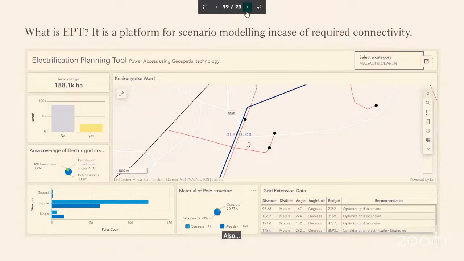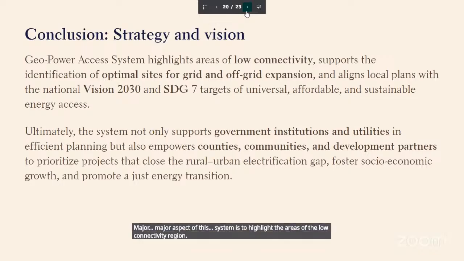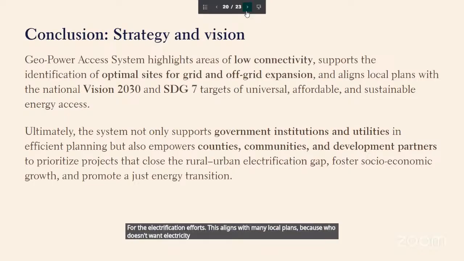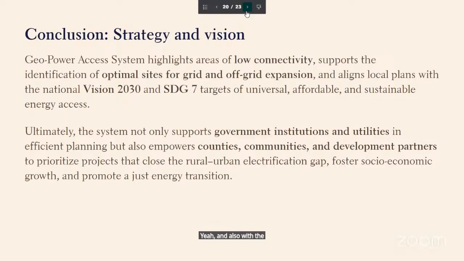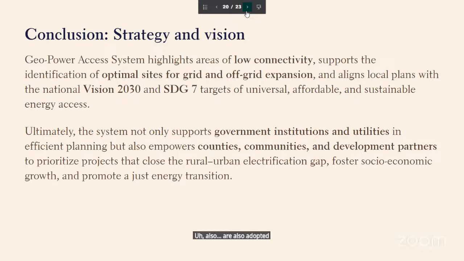Also, the major aspect of this system is to highlight the areas of low connectivity and provide aid in decision making for the electrification efforts. This aligns with many local plans, because who doesn't want electricity access? Yeah, and also with the nation's vision of 2030. The government institutions and utilities are also adopted and are empowered. Sorry.